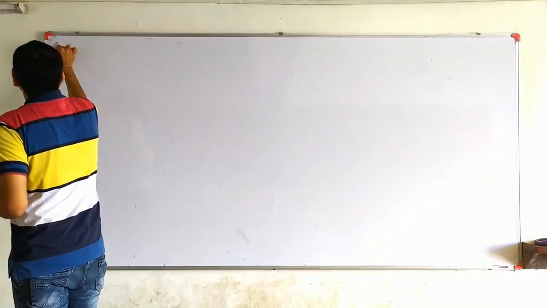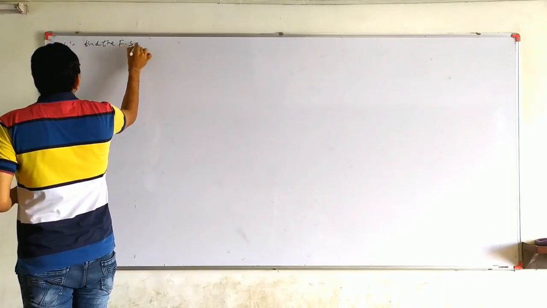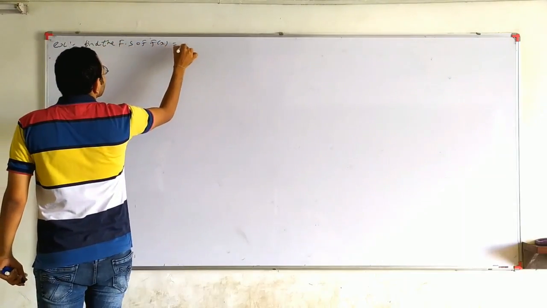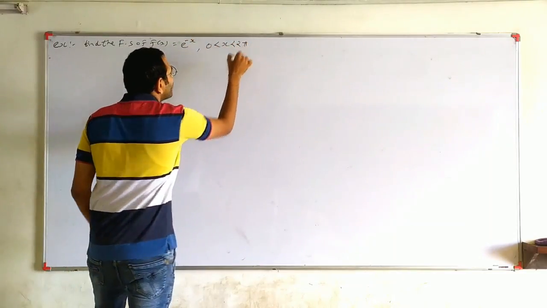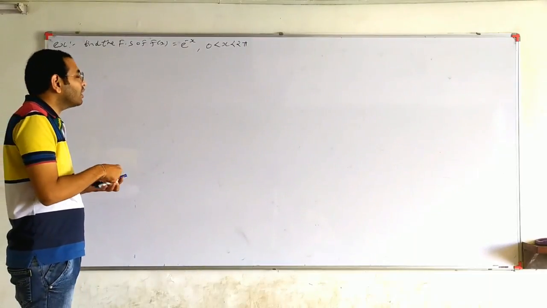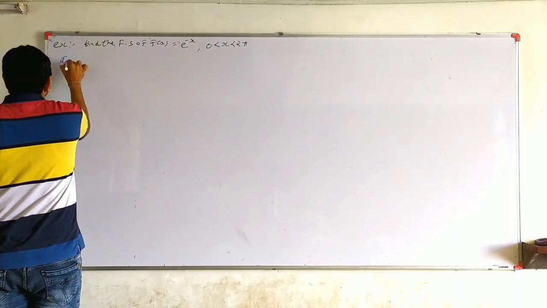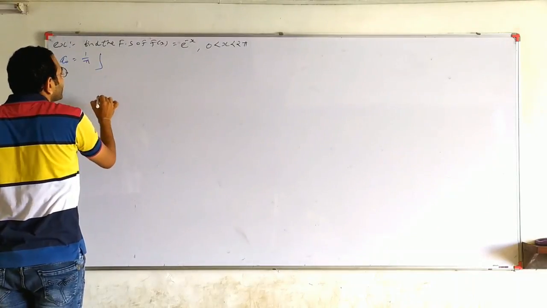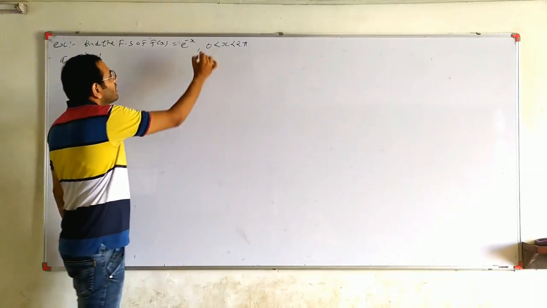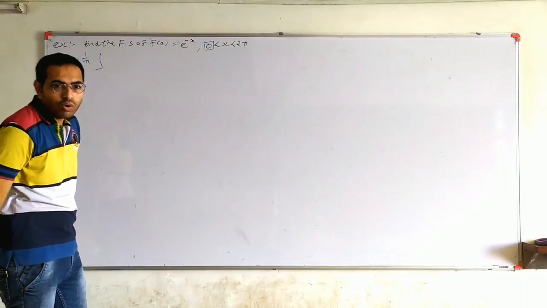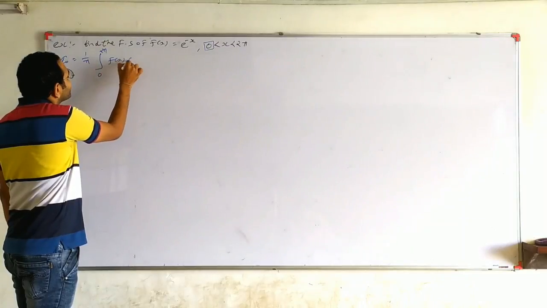Find the Fourier series of the function f of x equal to e raised to minus x, where the interval is 0 to 2 pi. First of all we find the Fourier coefficients. Then a0 equal to 1 upon pi integral. Actually the range of the interval is c to c plus 2 pi, but here the value of c is 0, that is our initial value. Then 0 to 2 pi f of x dx.